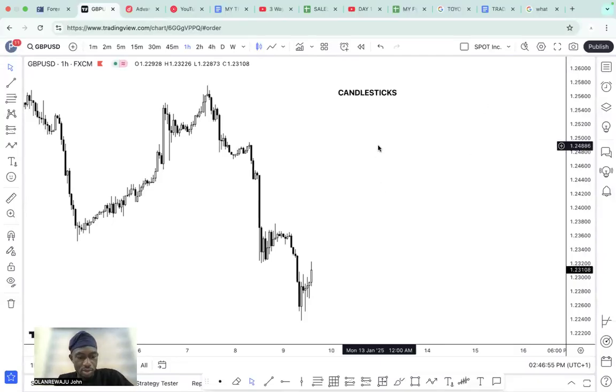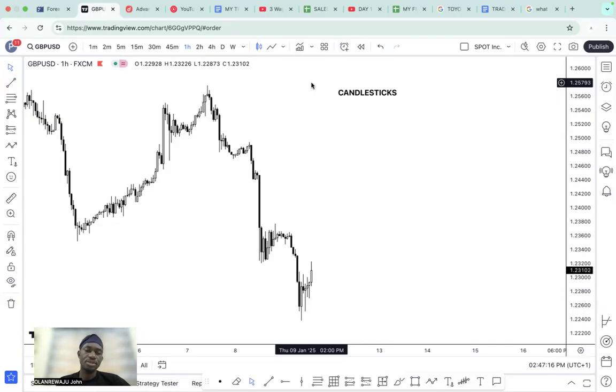All right, welcome once again as we make progress, and we are still talking about candlesticks. I want us to go a bit deeper into candlesticks, what they mean, how they come off on the charts, and how you can use them. Let's just go deeper into candlesticks.